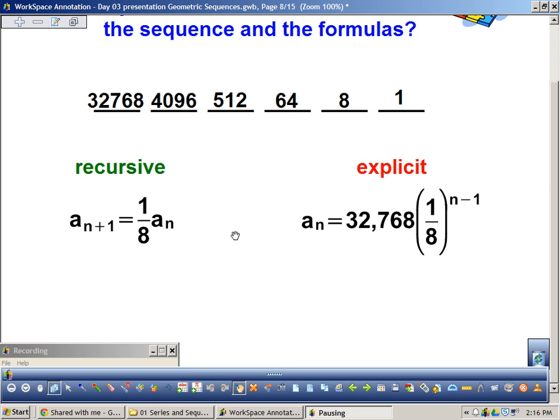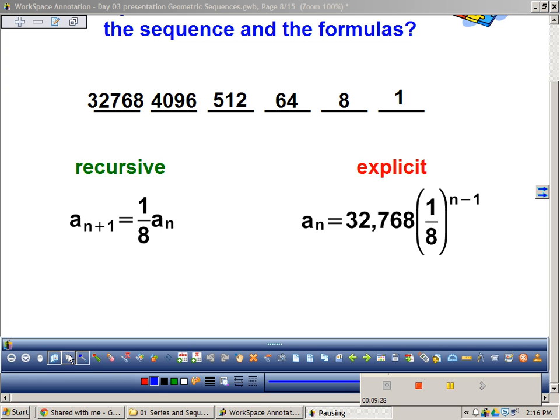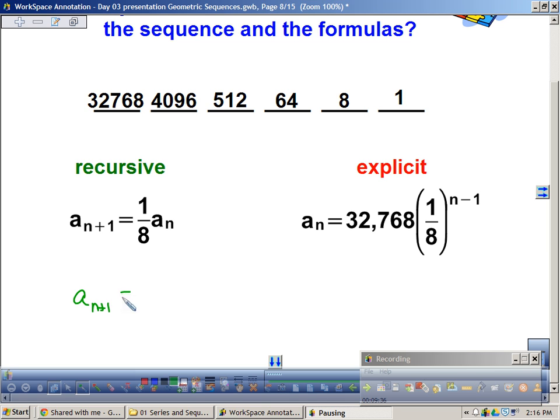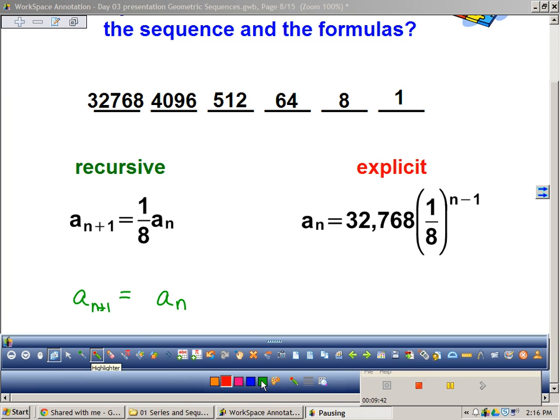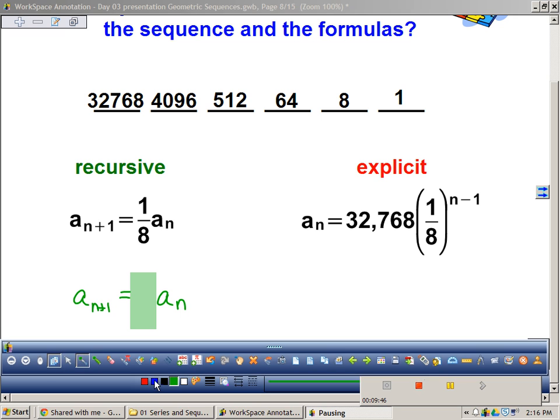Okay, so here's my challenge to you. You guys, the noise is getting too high and I'm recording. All right, so this is my challenge to you. I'm going to write the recursive formula for a geometric sequence, and I need you to fill in the blank.